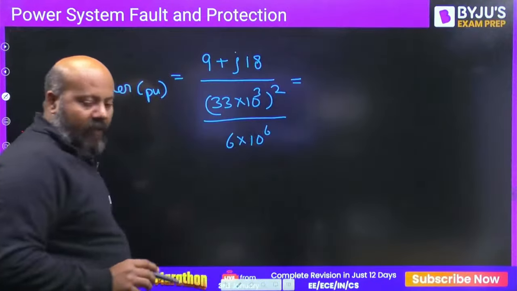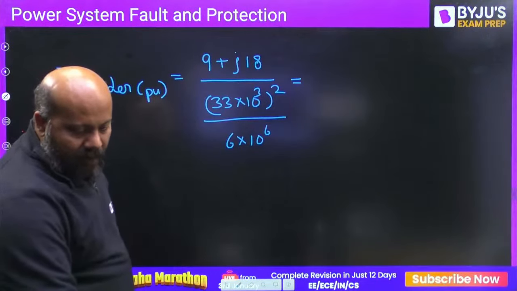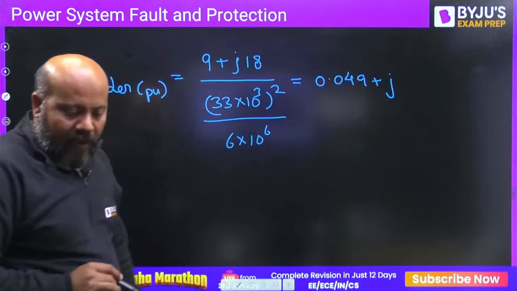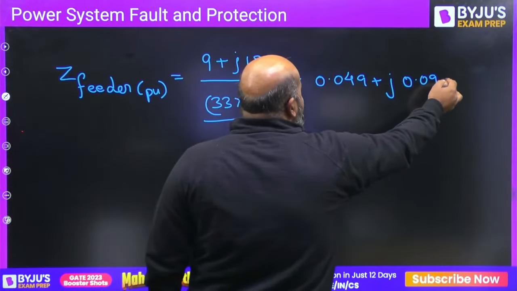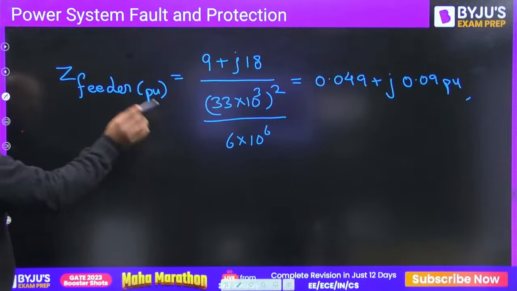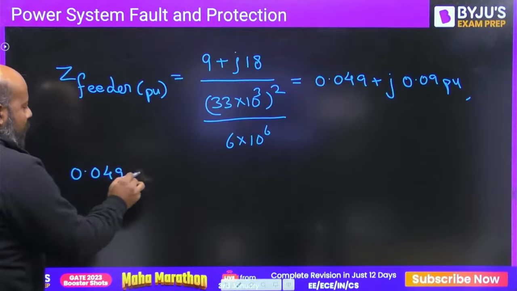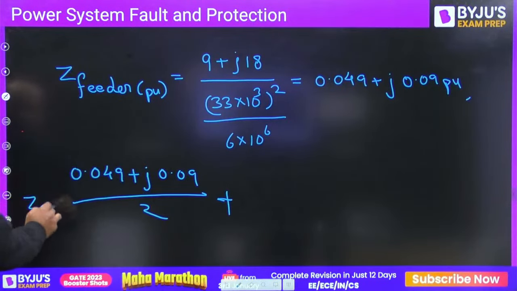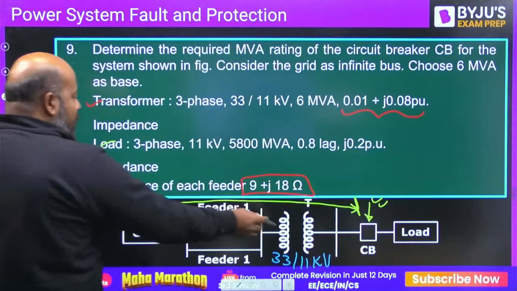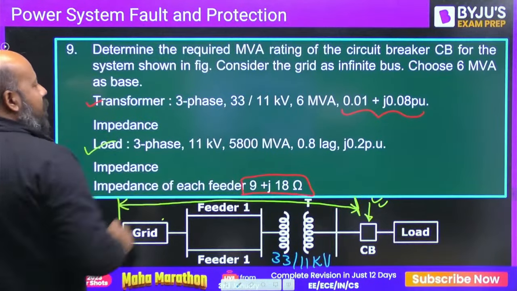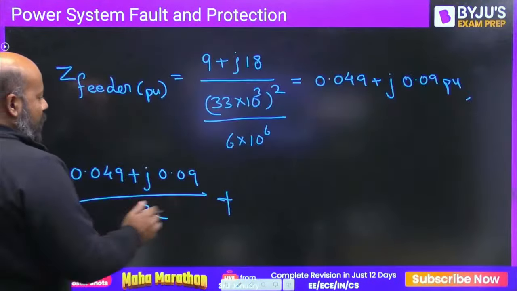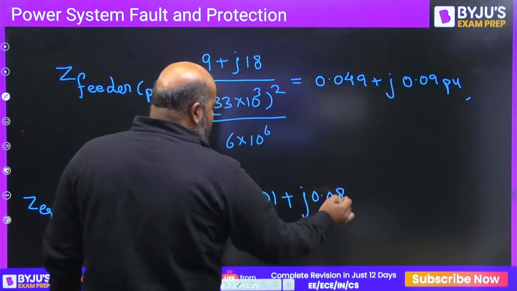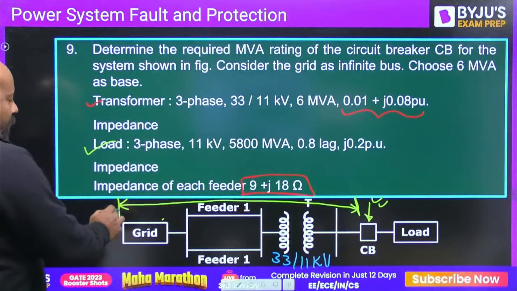So if you solve this, as per my reference, you must be getting somewhere around 0.049 plus j0.09 per unit. Now for both the feeders connected in parallel, 0.049 plus j0.09 divided by 2. This is going to be total Z equivalent. Then you have the transformer. Now transformer is already given in 6 MVA, 33/11 kilovolts. So directly you can pick it up, 0.01 plus j0.08. Now this is Z equivalent from grid to the circuit breaker.